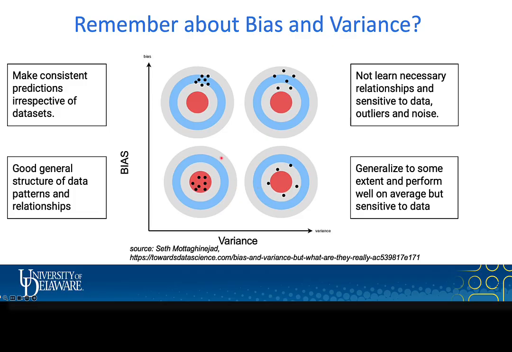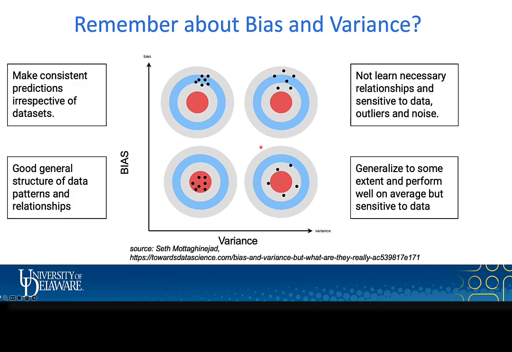So here we see the four extremes, and the models on the bottom left with low bias and low variance are what we are trying to achieve. Those have a good general structure of data and data patterns and relationships. Those with high bias and low variance, which are on the top left, make consistent predictions irrespective of datasets, tend to have consistency, but they might be off of the desired prediction.